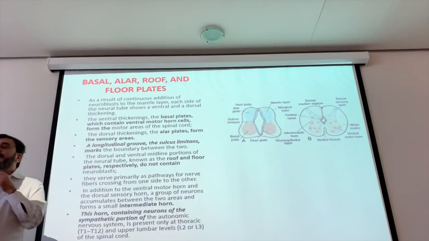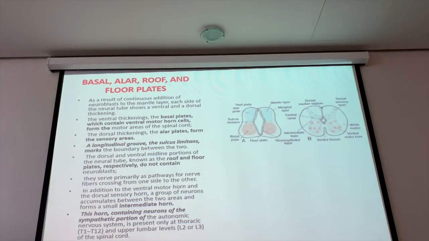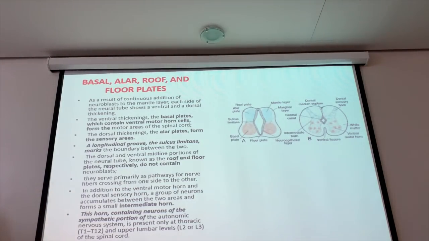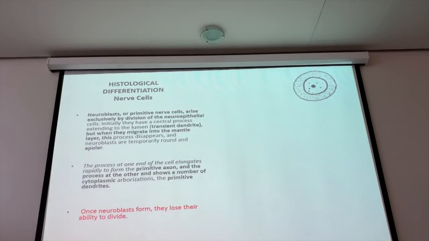Yes, go ahead. Yes, the mantle layer would have two collections, one in the floor piece, which is called the basal plate, and one in the roof part, which is called the alar plate. In the roof part, you would have the sensory neurons. In the floor piece or the anterior part, you have the motor neurons, okay, which are coming from the basal plate. So basal plates are going to give rise to motor neurons. The alar plates are going to give rise to sensory neurons.